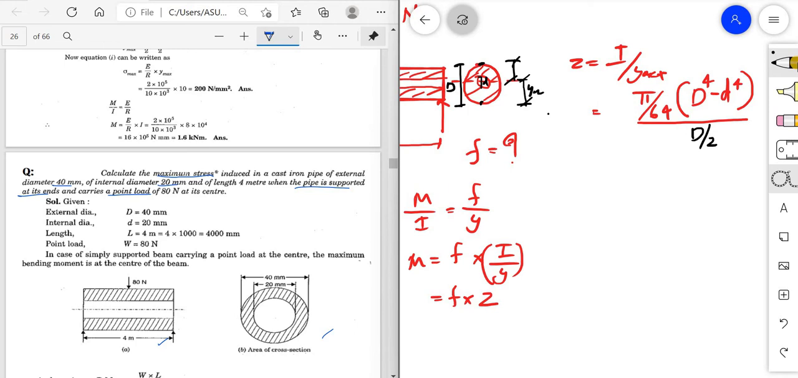So this will be my Z. Here all the details are given. Capital D is given as 40. Small d is given as 20. So substituting this, we can find Z. Okay, now Z is found out.